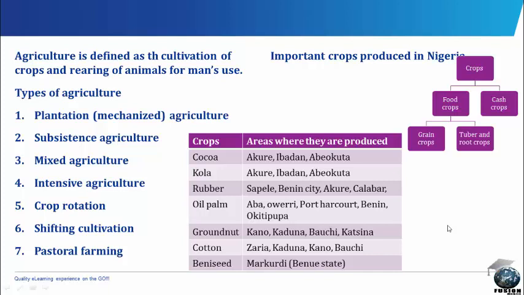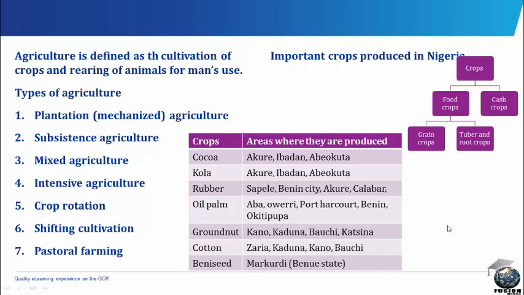4. Intensive agriculture. This can also be referred to as market gardening or truck farming. This is mainly practiced in thickly populated urban areas in Kano, Lagos, Ibadan, Kaduna, and Jos.